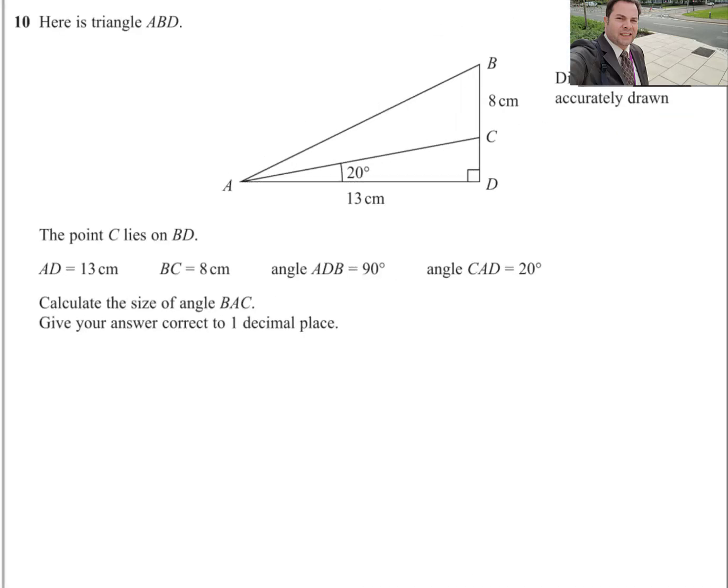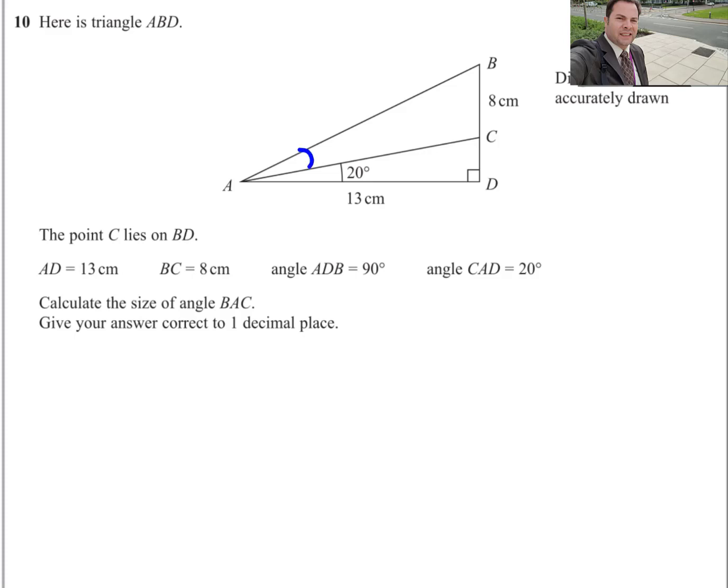Question number 10. Here is triangle ABD. The point C lies on BD. AD is 13, BC is 8, angle ACB is 90 degrees, angle CAD is 20 degrees. Calculate the size of angle BAC. He asked to find the measure of this angle.